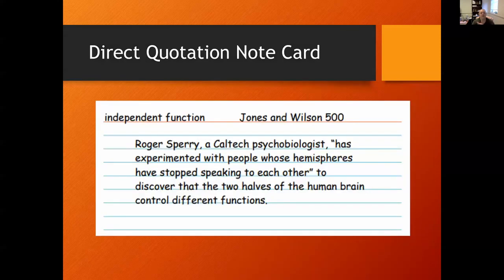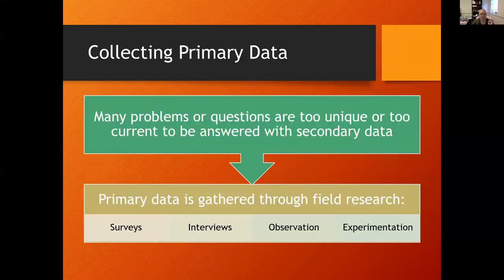Here's an example of a direct quotation note card. So here again, topic, author, page. Here is the direct quote: "has experimented with people whose hemispheres have stopped speaking to each other," end quote. So they kind of did a combination, but there is a direct quotation buried in that note card.